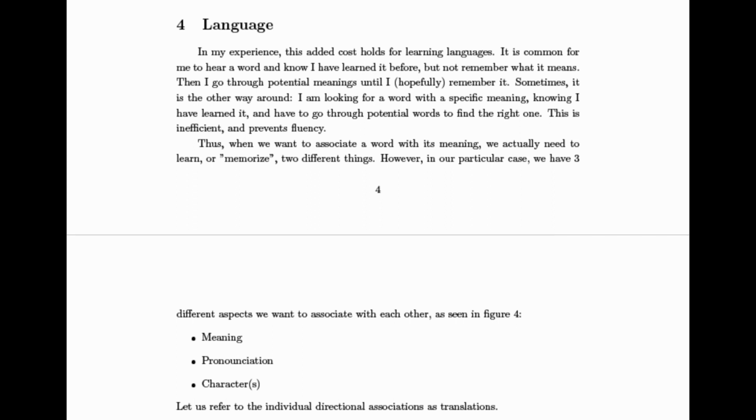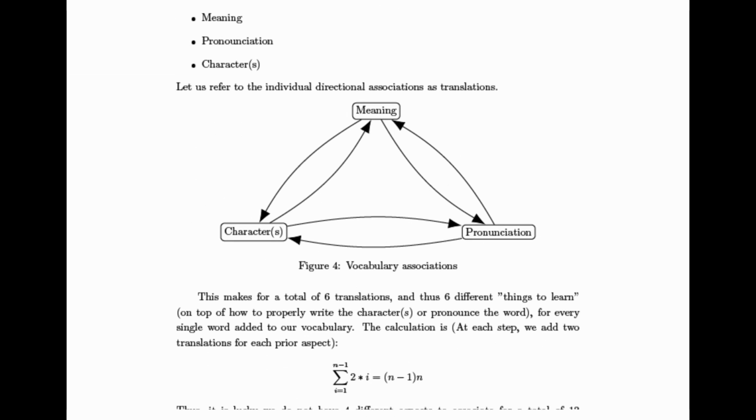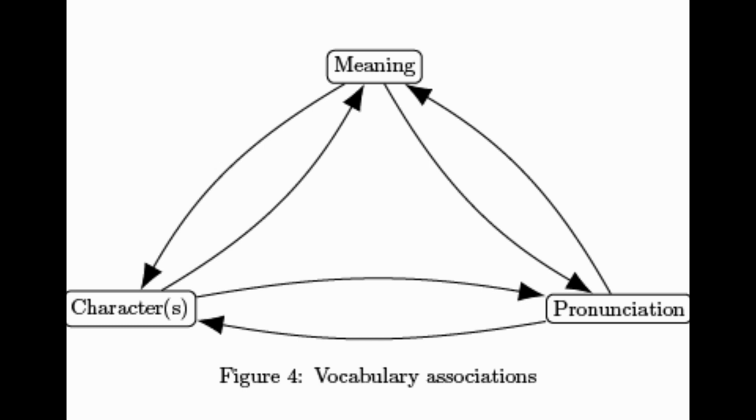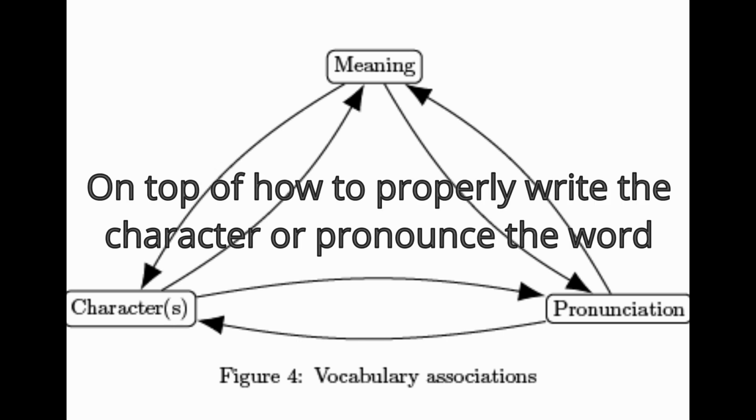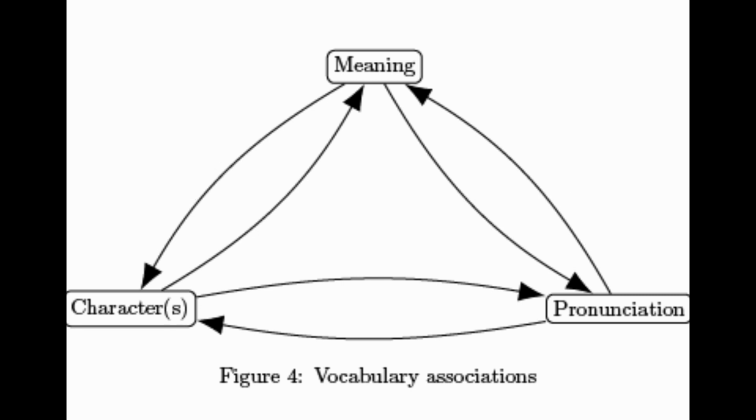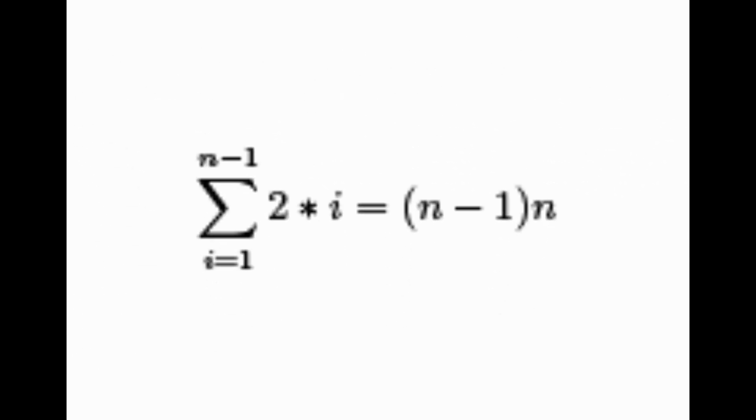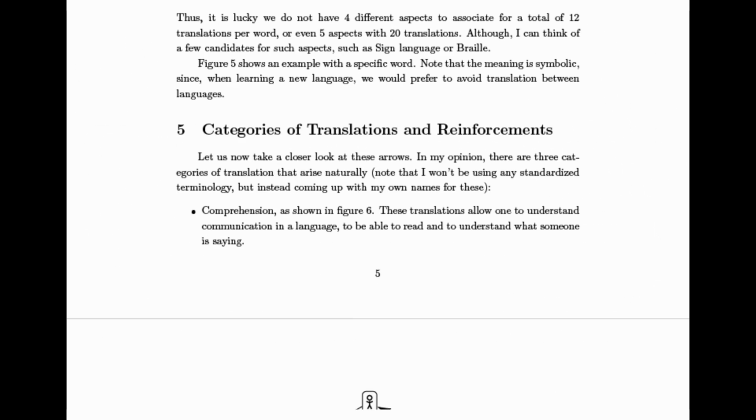However, in our particular case, we have three different aspects we want to associate with each other: meaning, pronunciation, and character. Let's refer to the individual directional associations as translations. So in total, this makes for 6 translations, and thus 6 different things we have to learn for each individual word added to our vocabulary. Thus, it's kind of lucky we don't have 4 different aspects to associate, since that would be a total of 12 translations per word, or even 5 aspects for a total of 20 translations. Although, I can actually think of a few candidates for such aspects, such as sign language or braille.